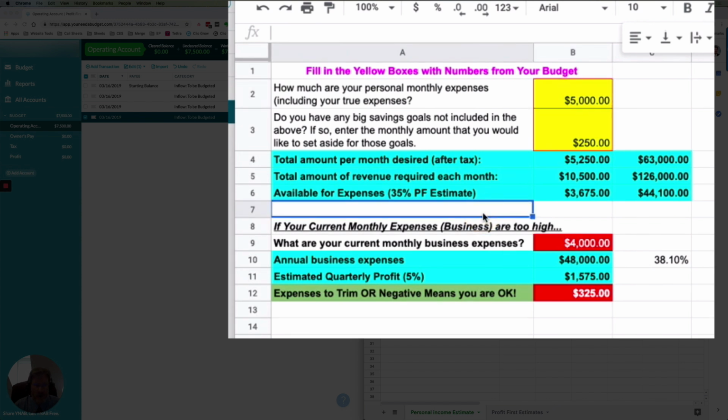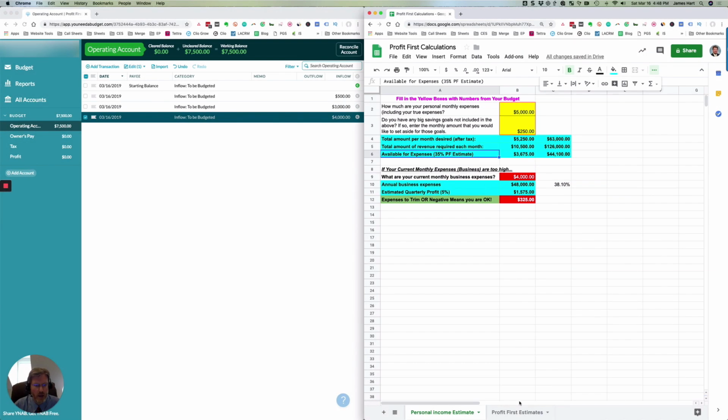If your business is healthy, you don't need this worksheet, but this really helps you understand what your baseline should be. And you can also play around with this, because maybe you want to change your expense estimate. If your expenses are a lot lower and you want to take out more profit, you can change that around as well.